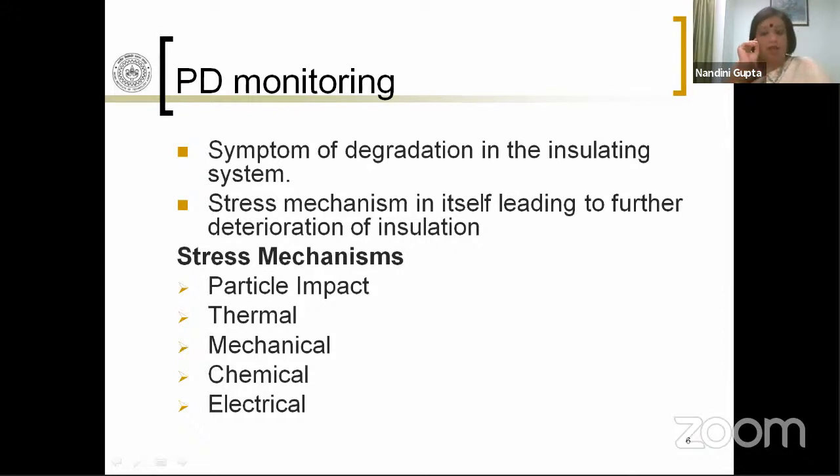So in this sense, PD is a diagnostic tool. But apart from that, we need to remember that PD is also a stress mechanism in itself. So if you have a PD, it might be because something is wrong somewhere, but apart from that, if you start having PD, PD is going to turn into a problem on its own.